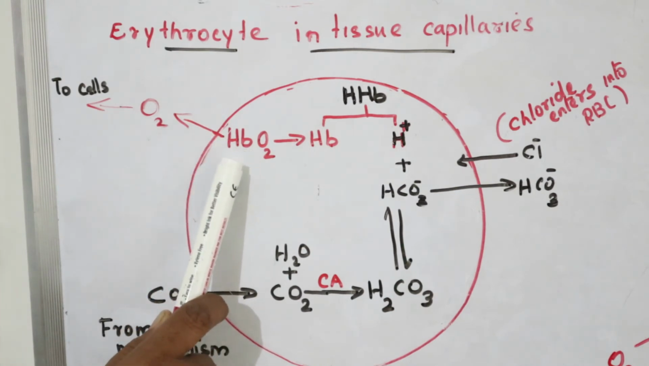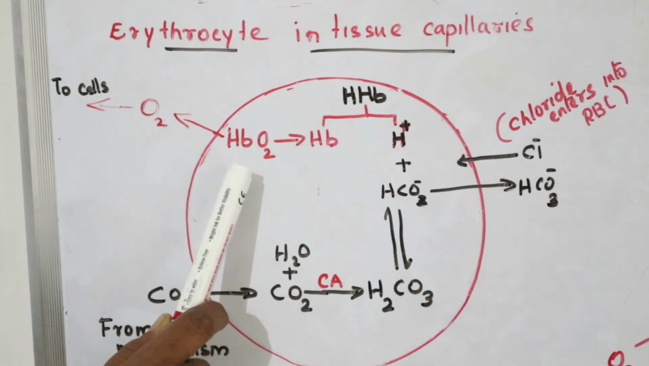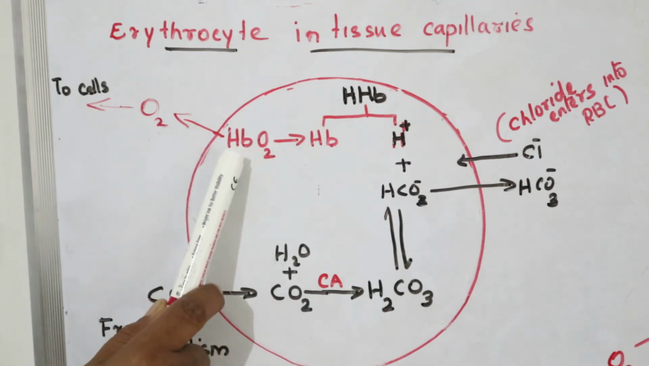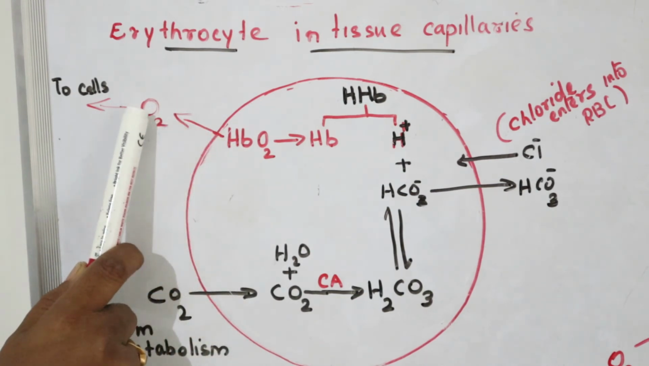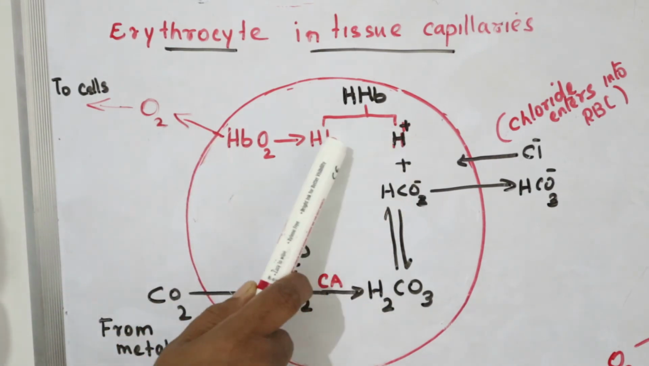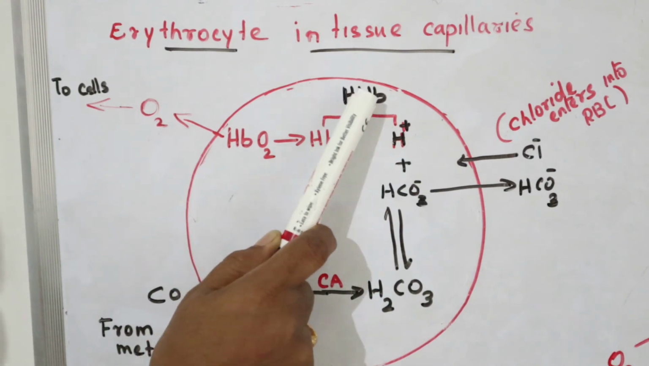And this HbO2, since there is increase in partial pressure of carbon dioxide and decrease in partial pressure of oxygen, releases its O2 from hemoglobin, and it enters into the tissue. And the hemoglobin in turn binds with H plus, or receives the proton, forming deoxyhemoglobin, HHb.